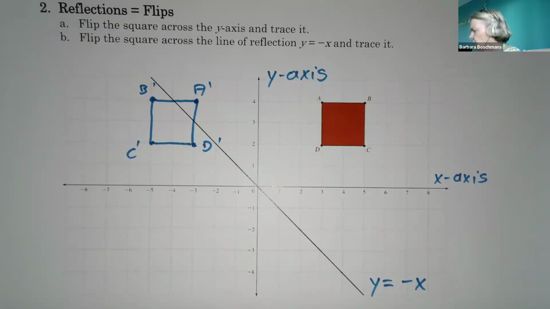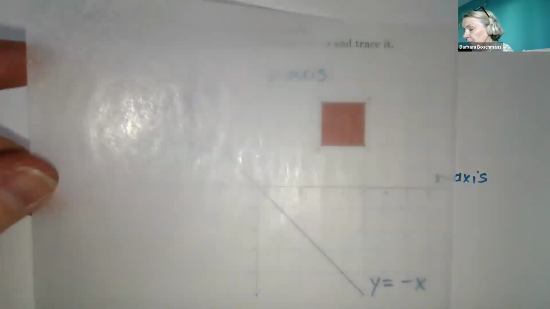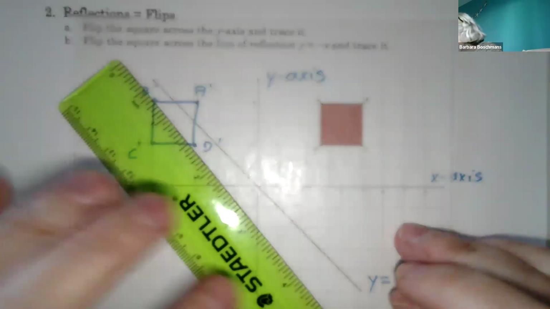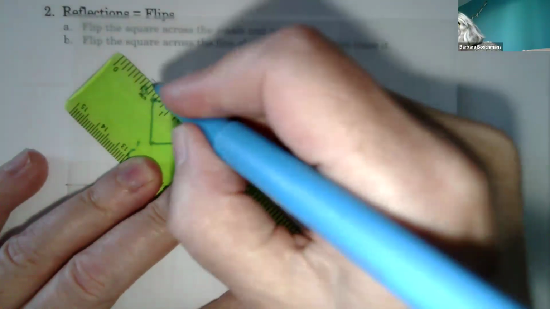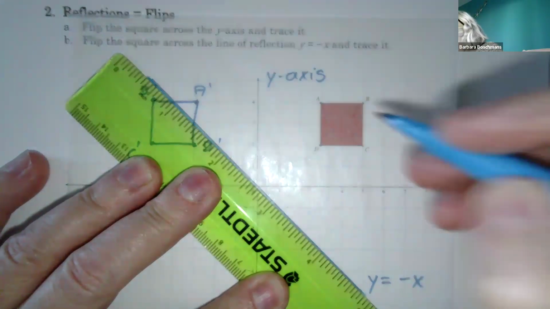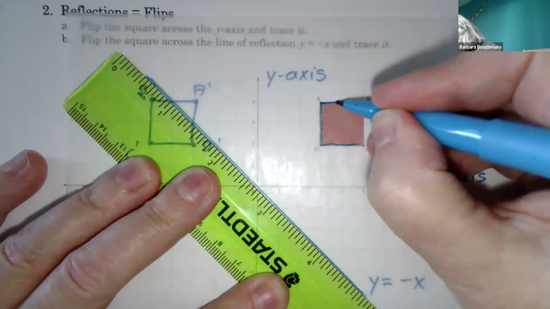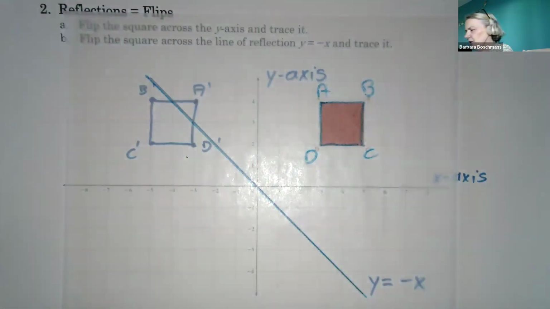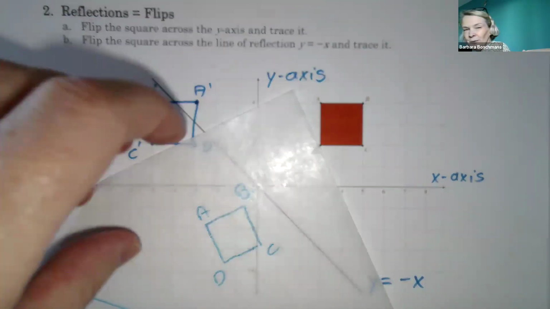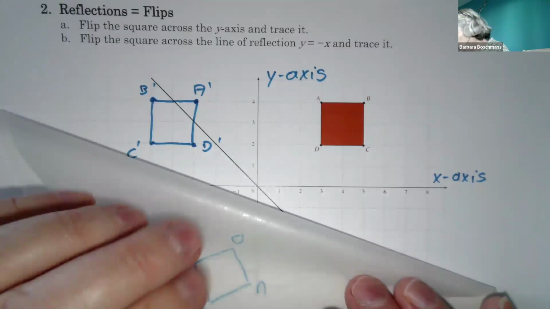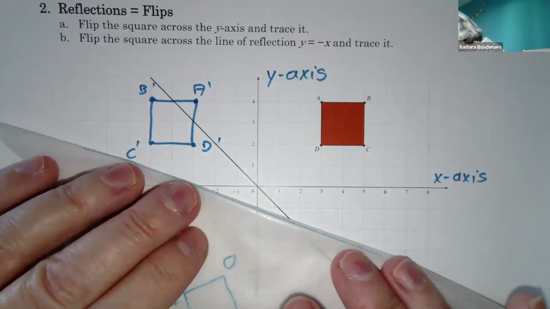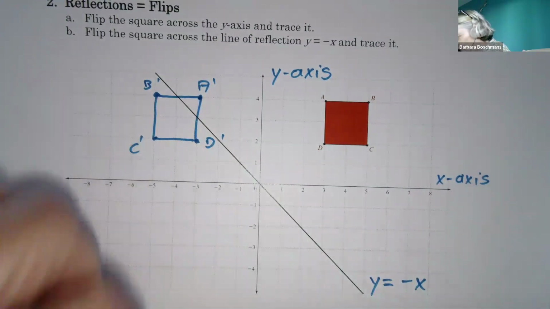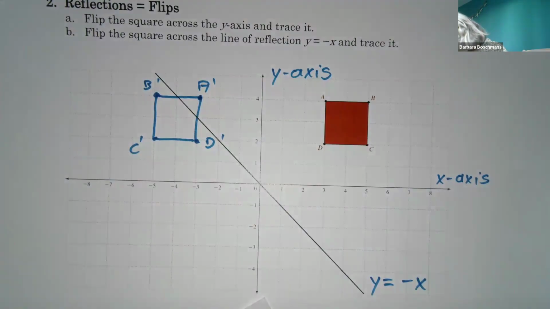Okay, so this one's a bit harder. So I am going back to my patty paper. And I am going to draw this line, y equals -x. I am going to outline my shape, and then I'm going to literally flip it across that line. When I flip it across the line, I'm going to trace it on the other side first.